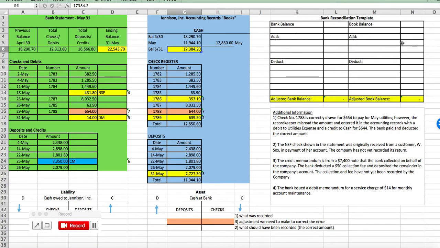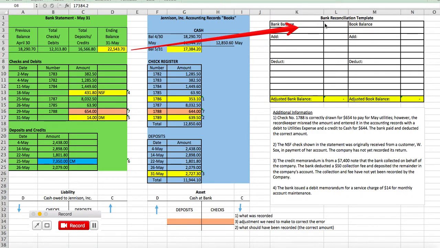So when we come over to our bank reconciliation template, which is right here, we see that there are two sides to the bank reconciliation. There's the bank side on the left and the book side on the right. Okay, so we're going to start out just by putting in the ending balances to figure out what the total difference is. So on the bank side, this is our bank ending balance. So we're going to put that amount right here as our bank balance.